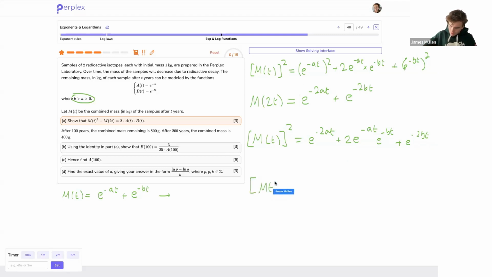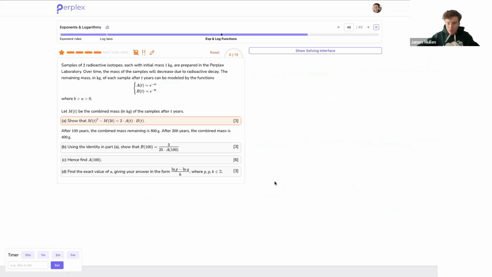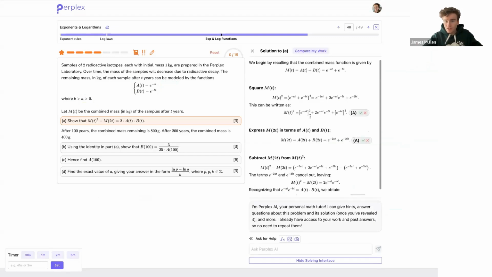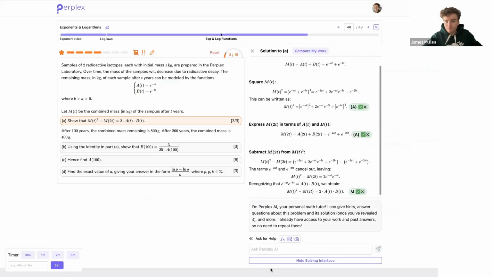m of t squared minus m of 2t, I will get 2 e to the negative at, e to the negative bt. But that is just, according to the definitions of a and b, 2 a of t, b of t, which is what we wanted to show. So that's perfect. We have that identity, and that's done. So let's check that off. We found that, and then we subtracted.